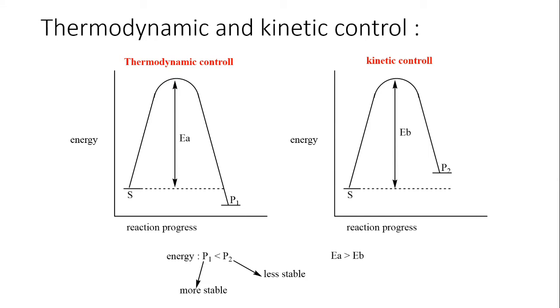An important thing is that the kinetic product is always stable at lower temperature. At higher temperature it converts into the thermodynamic product. So let's see the examples.